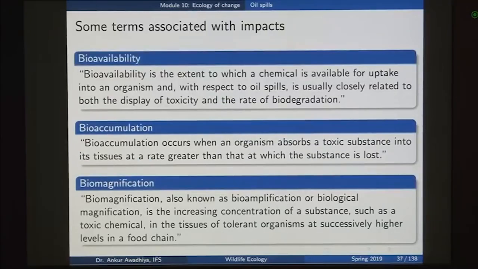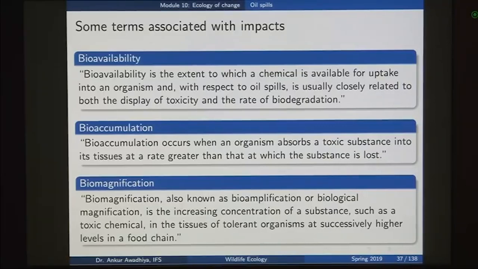Now, the other term is bioavailability. Bioavailability is the extent to which a chemical is available for uptake into an organism. Now, with respect to oil spills, it is usually closely related to both the display of toxicity and the rate of biodegradation. Bioavailability would say how toxic this chemical is, and for how long a period it is available to be absorbed by these different organisms. So, if it is a persistent chemical, it will be bioavailable for a very long period of time.